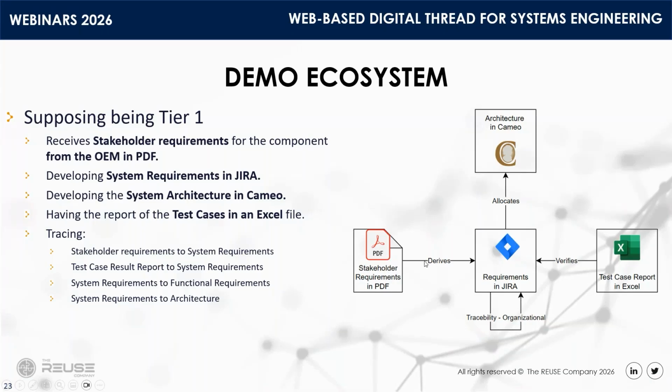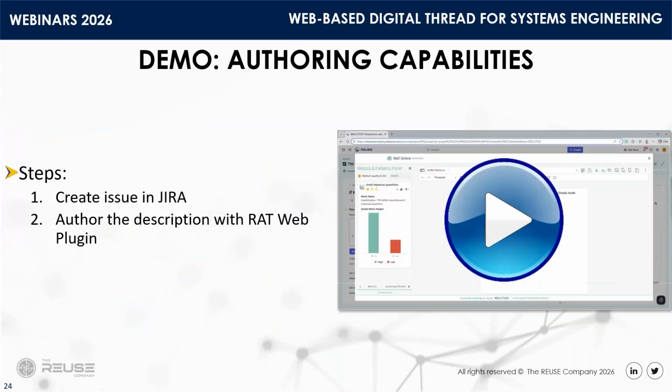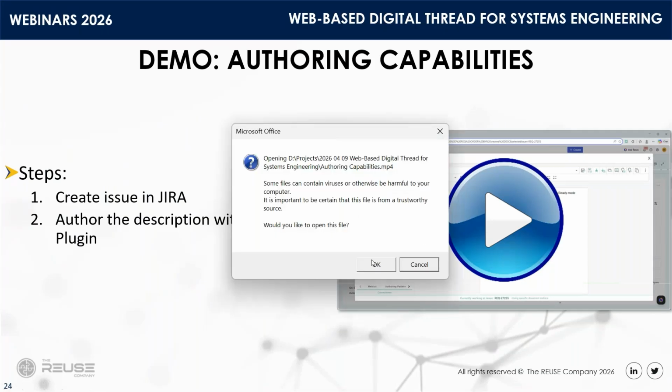We parse it with the desktop tool, and we link with the requirements we develop in JIRA using the derived semantics. So we are going to showcase each of the 5 different scenarios we explained before. First one will be to show authoring capabilities. So my colleague Iker will show the video recording that we have for this.